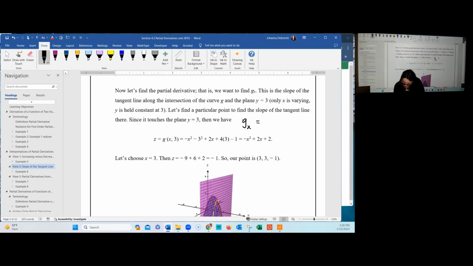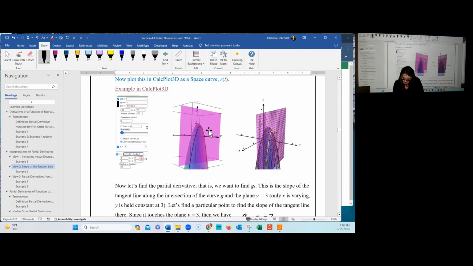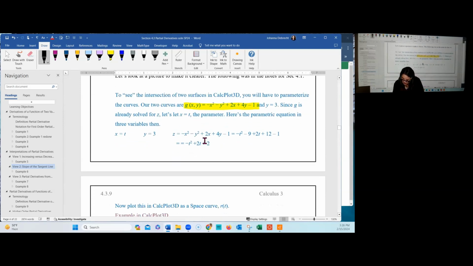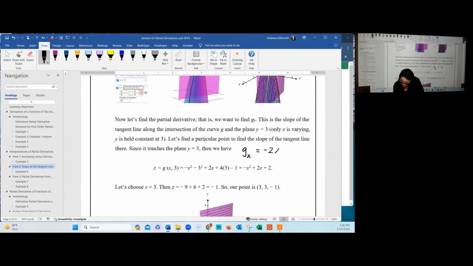This would be negative 2x. What did I say? Negative 2x plus 2. And that would give us that value there. And then, of course, what we're doing is we're going to find the slope of the tangent line at a point. At what point? Well, we know that the y value is 3. We don't know what the x value is. So you can substitute 3 in place of y, which will give you this negative x squared plus 2x plus 2, which is basically what we had up above in terms of t.